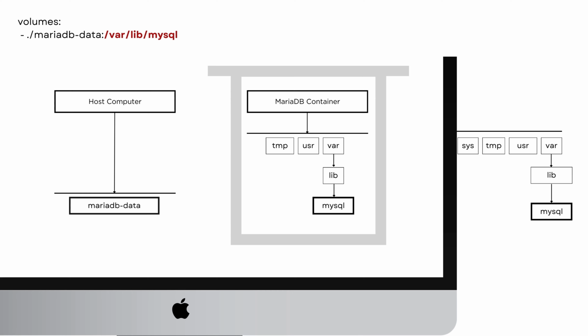We map an empty MariaDB-data directory on our host computer to the MySQL directory inside the MariaDB container. Docker mounts the MariaDB-data inside the MariaDB container as its MySQL directory. This time, however, there's no extra step to take because the database inside the container is initially empty. Drupal only starts writing to the database when it's been installed, so there's no existing data to recreate like we did in our Drupal setup.